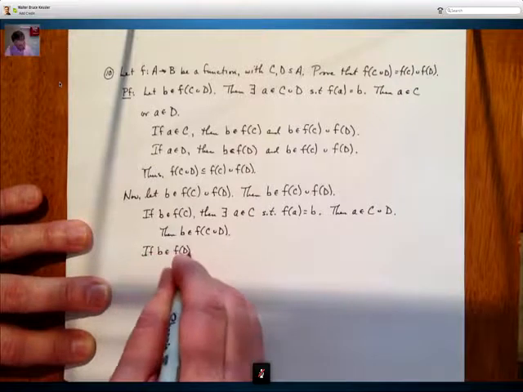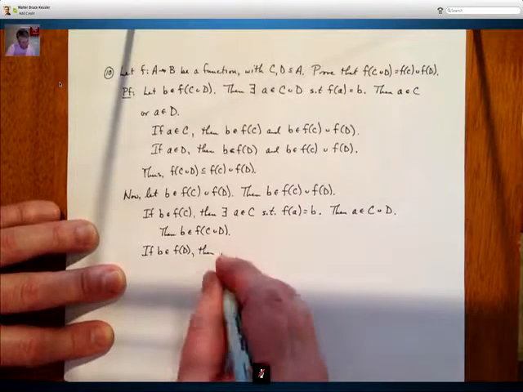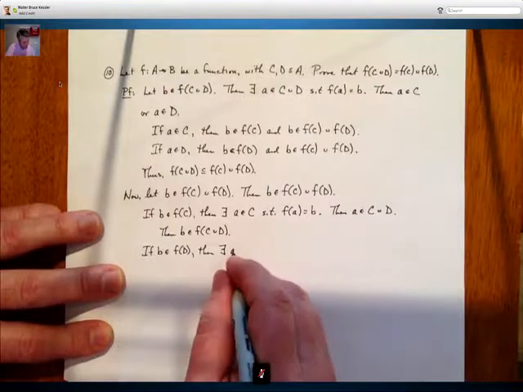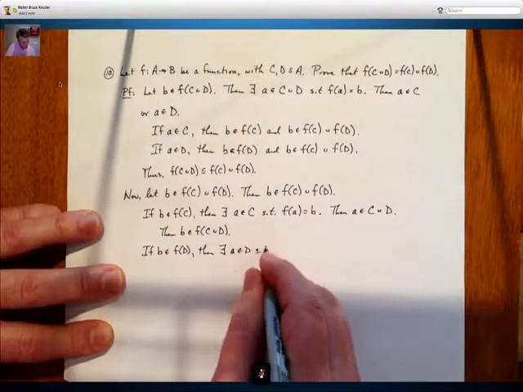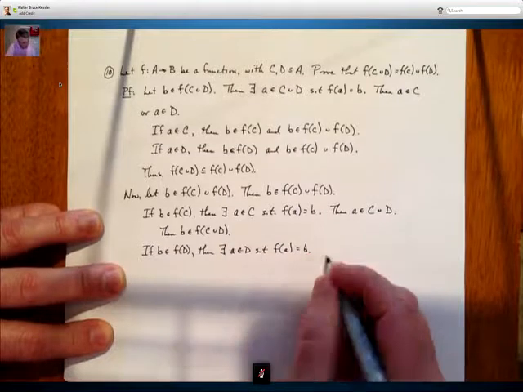If this B is in f of D, the image of D, then there has to be something. I can reuse A because I'm done with that part now. This A is in D such that f of A is B.